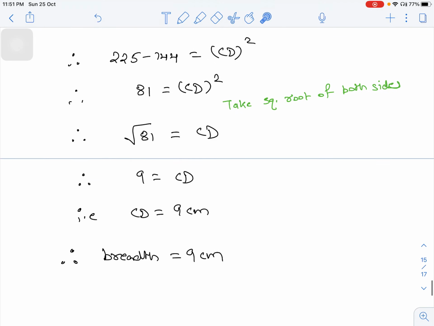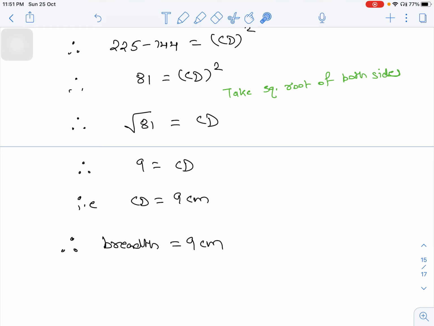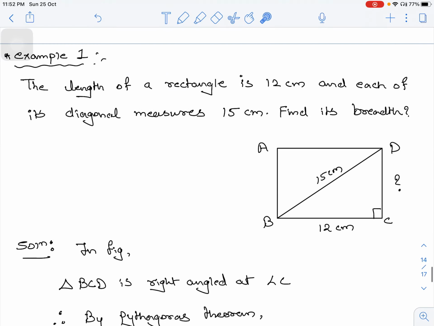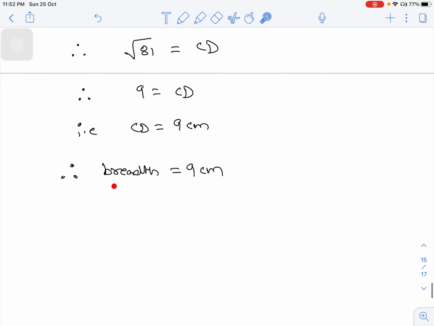Now 81 is a perfect square number and it is the square of 9. So in the next step you get 9 equals CD, that is, CD equals 9 centimeter. Now what is CD? As per the figure, CD is nothing but our breadth. So finally we get that the breadth equals 9 centimeter.